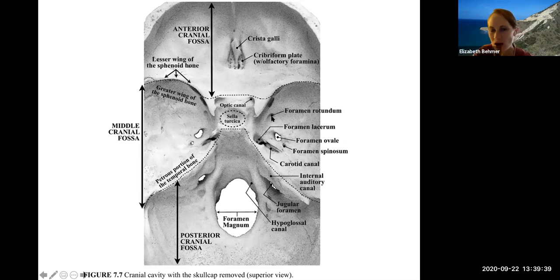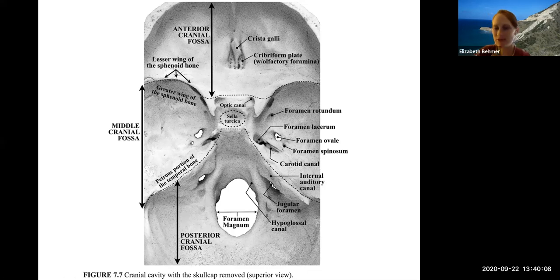And if you can remember ROS, moving from anterior to posterior, you can remember the names of these foramen. The foramen rotundum is R, foramen ovale is in the middle, and foramen spinosum is most posterior. So ROS is just a quick and easy way to remember the names for those 3 foramen. Then you have a carotid canal and the foramen lacerum.